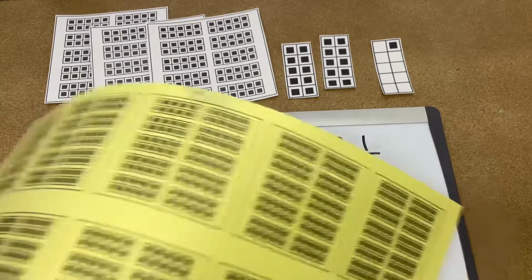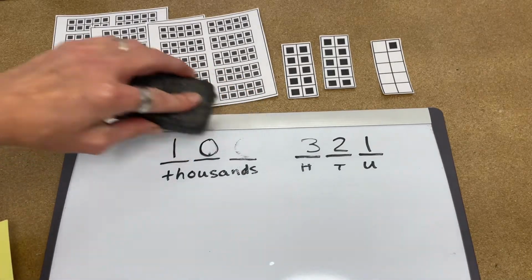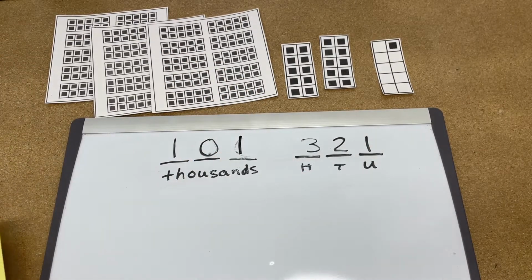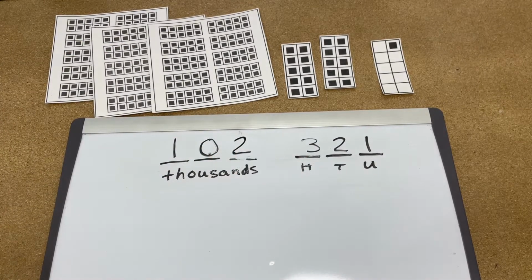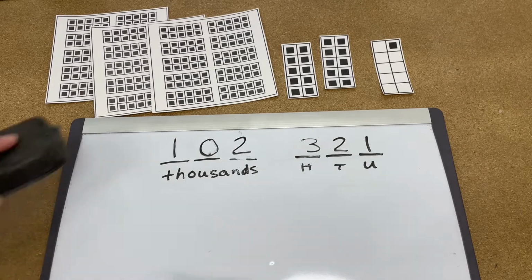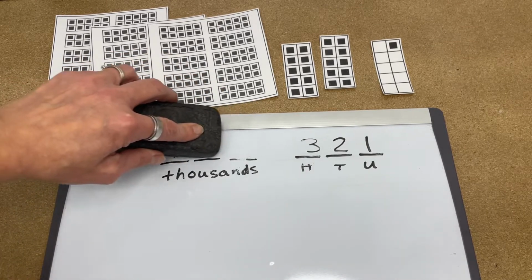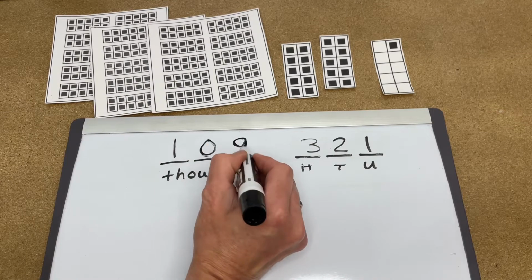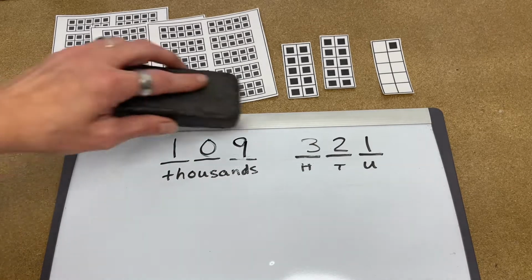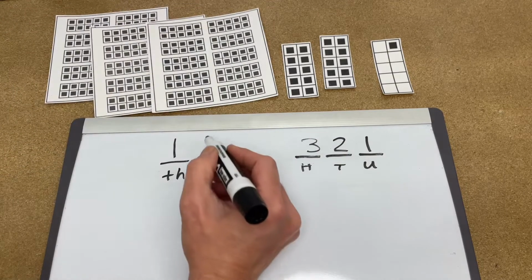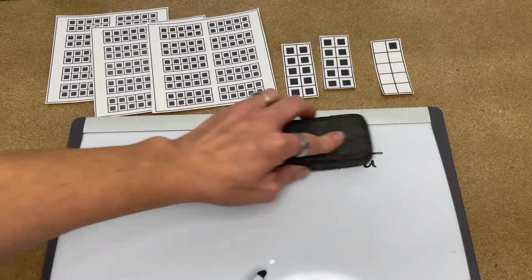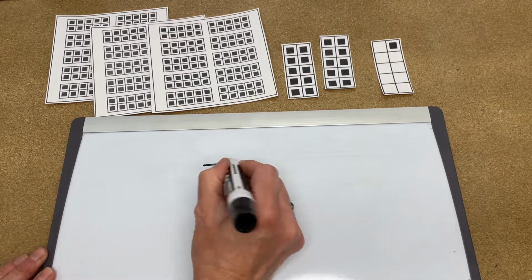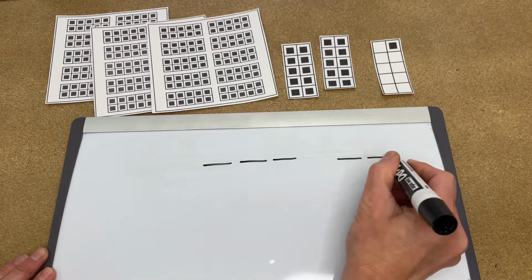What happens if we add another 1,000? We would say 101,321. If we add another 1,000, 102,321, and we would keep building the number. What happens if we have 109,000, and if we add one more 1,000, 110,321.